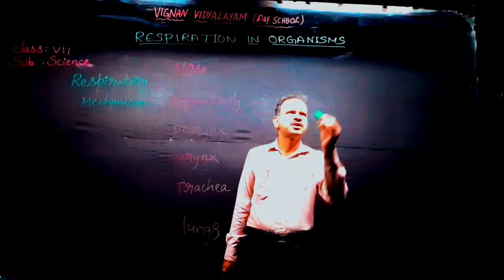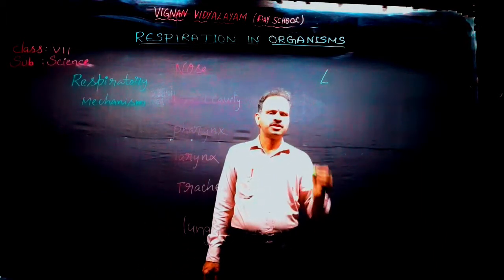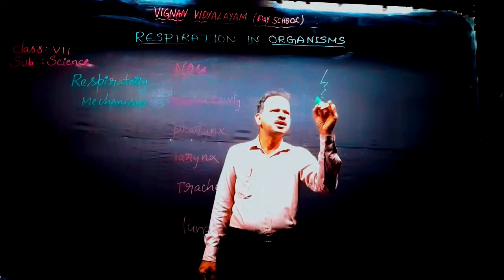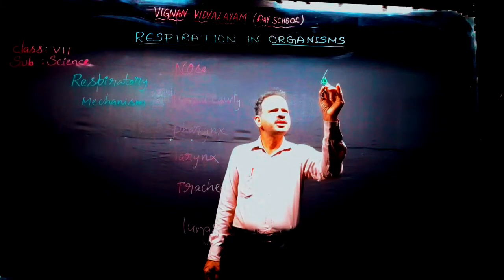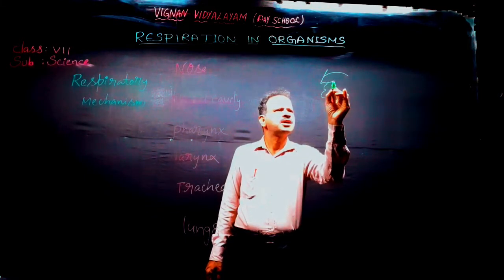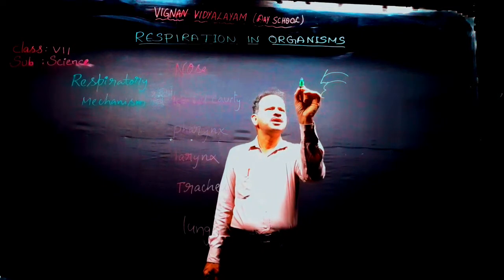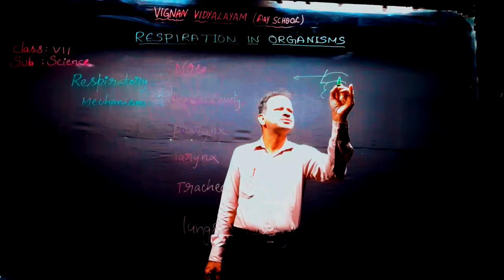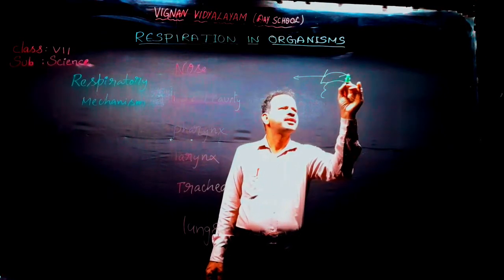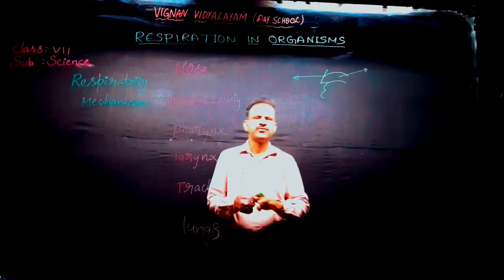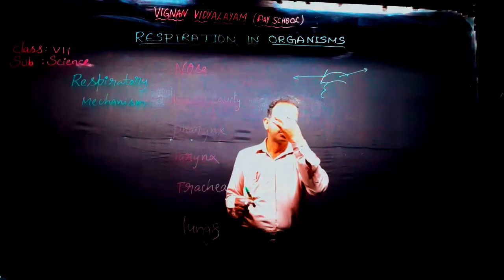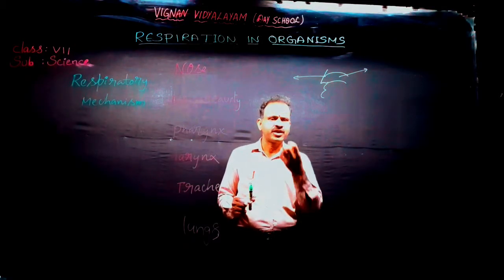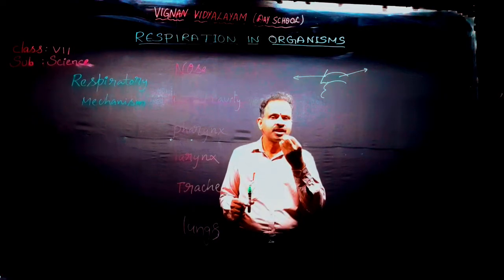First of all, what is the first part? That is nose. This is nose, children. Okay, and this is the mouth. The cavity inside the nose is called nasal cavity. If you observe our nose, inside the nose, there is a hollow space. That hollow space is called nasal cavity.